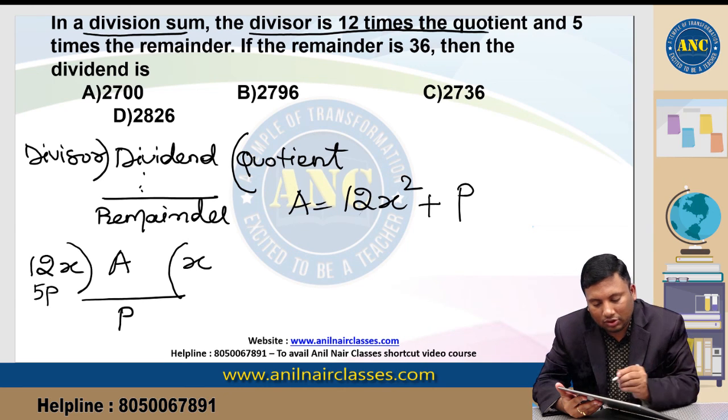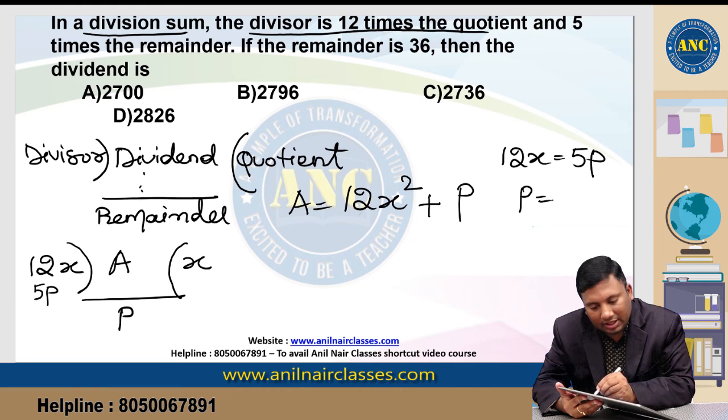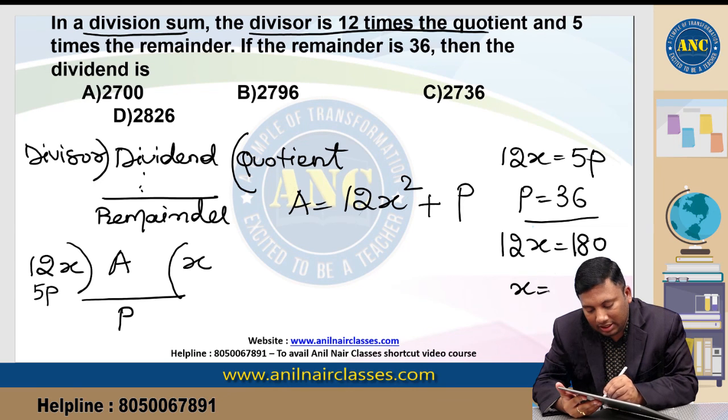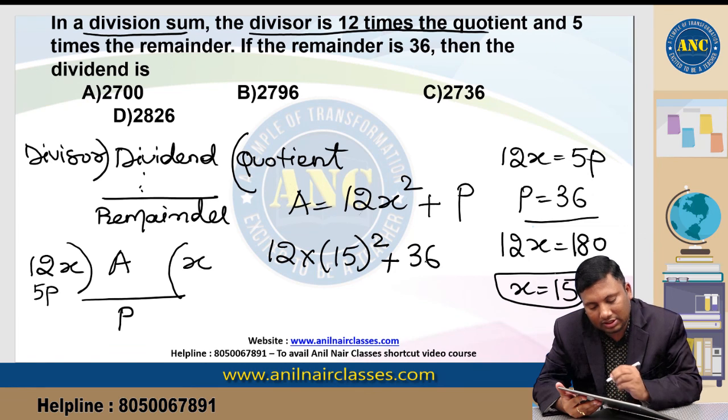What is 12x? 12x is nothing but 5p. So what is the p value? Here the remainder is 36. If the remainder is 36, then 12x is nothing but 180, so x is 15. So the answer is 12 into 15 square plus p, that is 12 into 15 square plus 36.